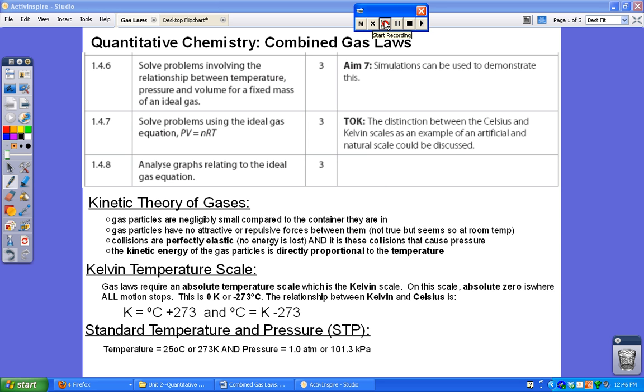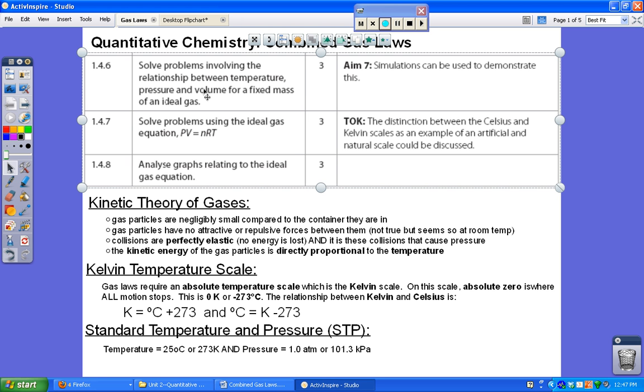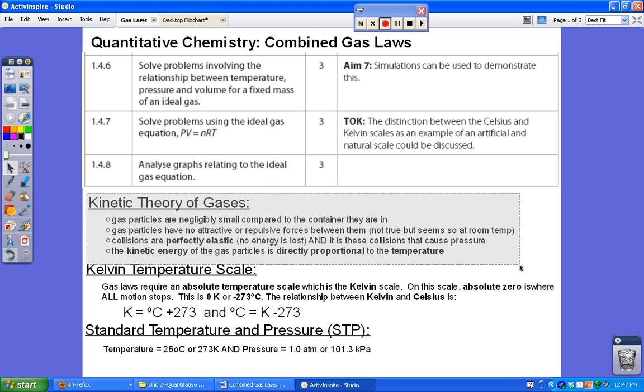As you can see in your handout, we have the objectives for the unit right here. We're going to be working primarily on solving problems involving the relationship between temperature, pressure, and volume for a fixed mass of an ideal gas, and to some extent analyzing gases. The first thing that we really need to get a grip on is the idea of the kinetic theory of gases. The basic ideas are laid out in your book in the reading that I put on the handout.